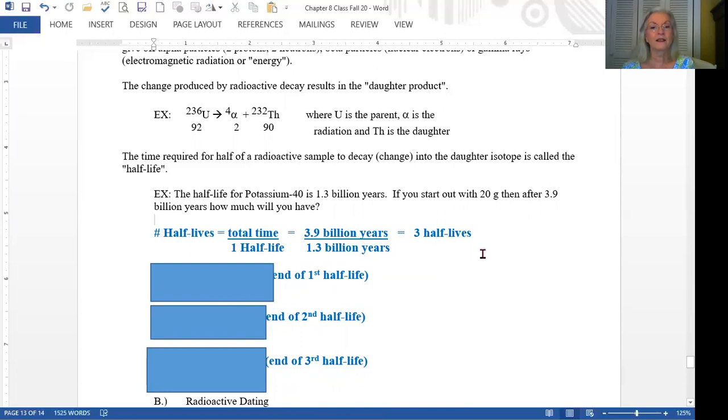That means that I need to represent the decay 3 times. So we're going to start out with 20 grams and divide it by 2 to find out what would be left at the end of the first half-life. So 20 grams divided by 2 gives me 10 grams. That's what you have left at the end of the first half-life.